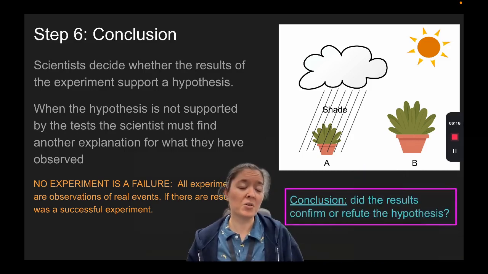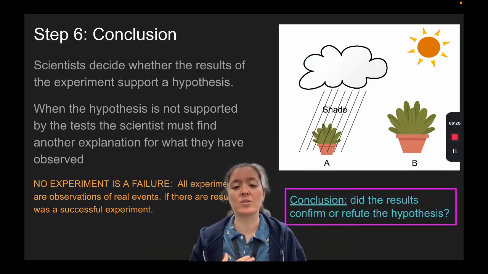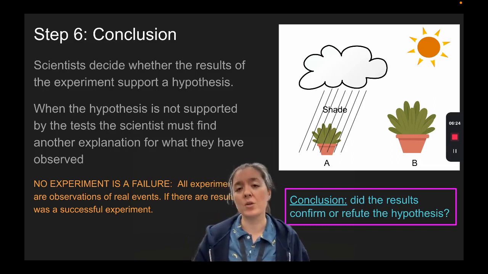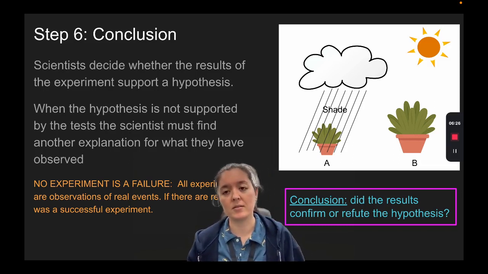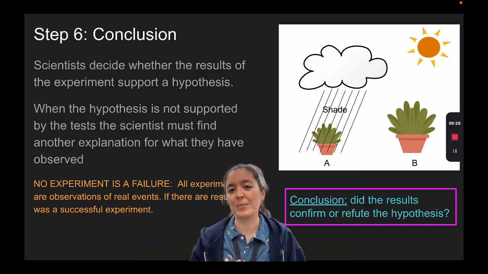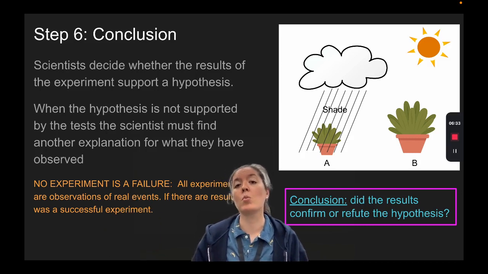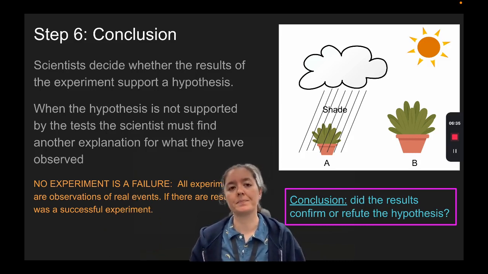So, a conclusion for ours would need to answer this question: did the results confirm or refute the hypothesis? With my example hypothesis, I would have a confirmed hypothesis. Yes, we're seeing more plant growth in the sun.